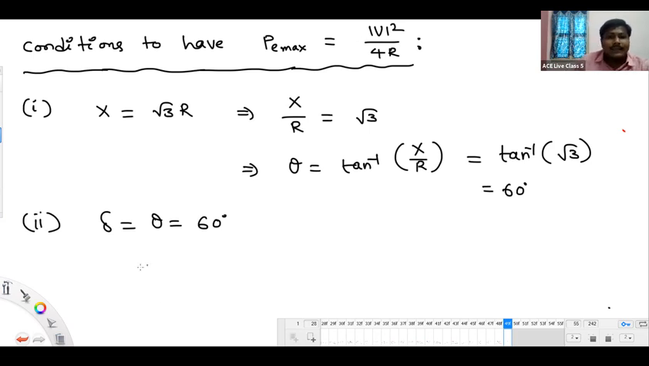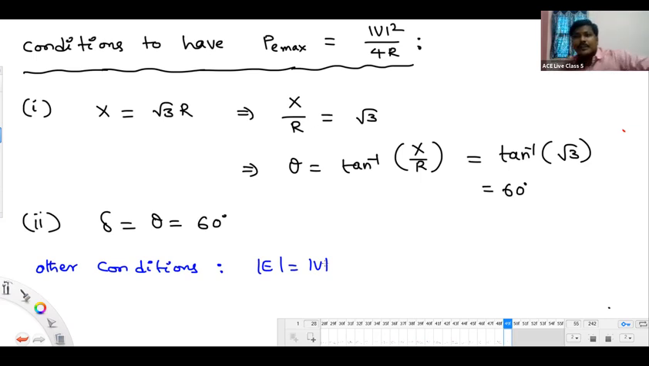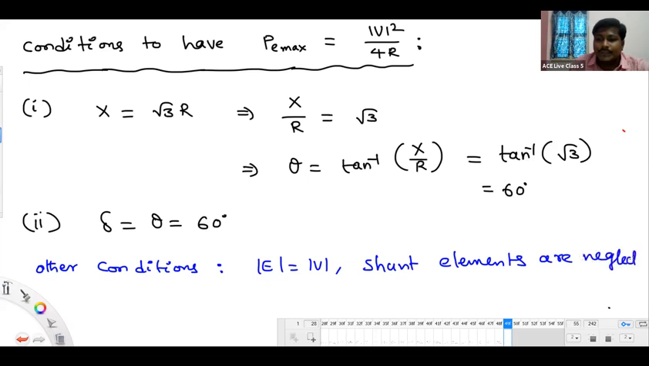Okay. And other conditions are there. Just I will write those other conditions also, what we said earlier. Other than these two major conditions, terminal voltages must be equal, means source voltages must be equal on both sides of network. This is one condition we have to maintain. And one more condition we have: shunt elements are neglected. That's it.